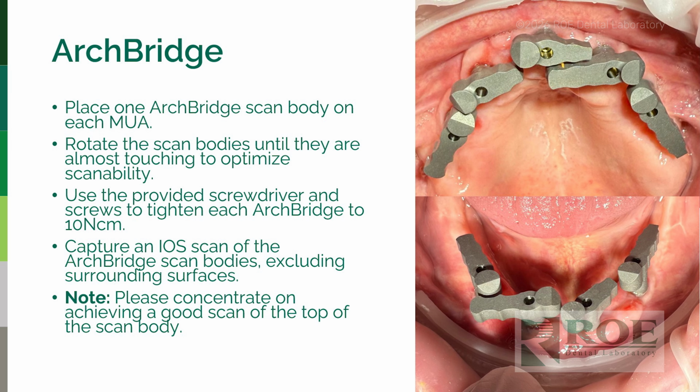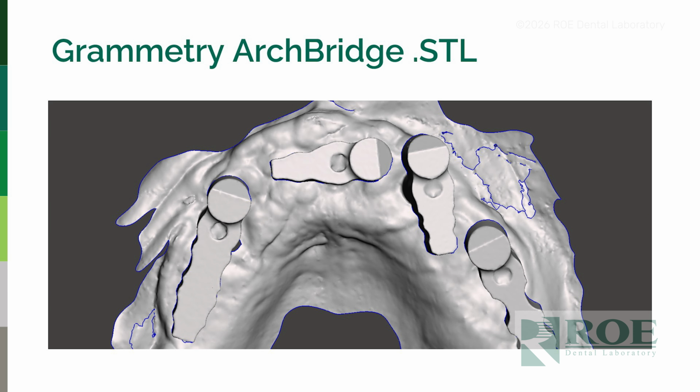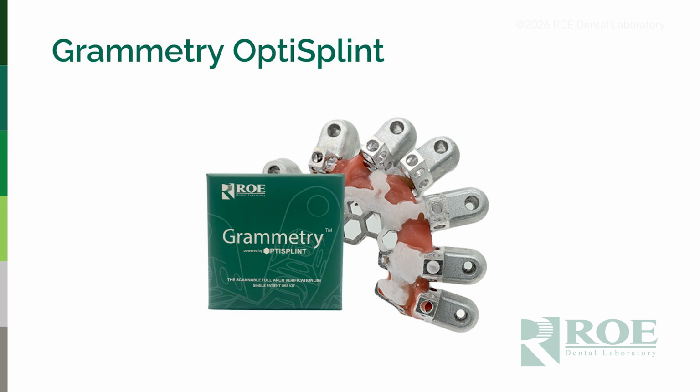Okay, we're not overly interested in scanning around the buccal or the palatal. We really just want to make sure that you capture the occlusal surface of each of those scan bodies. And this is often done in a single sweep of your IOS scanner. And this is roughly what it's going to look like. So you want to have hopefully a nice clear image.